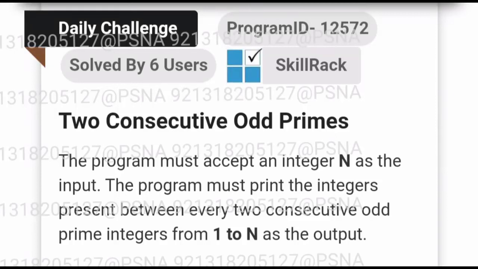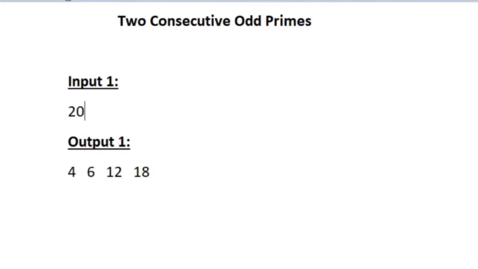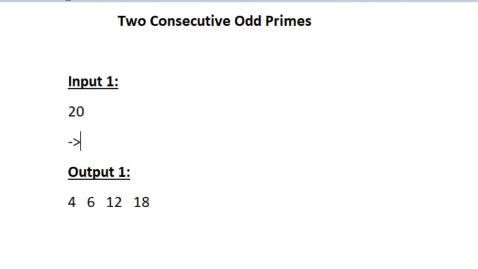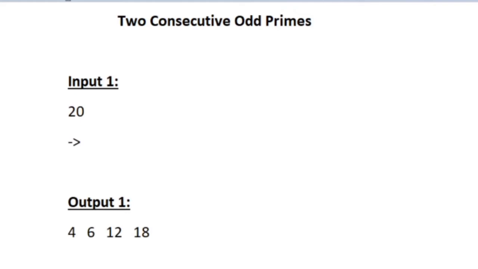This is the question asked in today's SkillRack daily challenge. In the first line of our input, we are given the value of integer n. So here n is equal to 20. So the range is 1 to 20. So we have to check whether we can print the integers in the range 1 to 20.